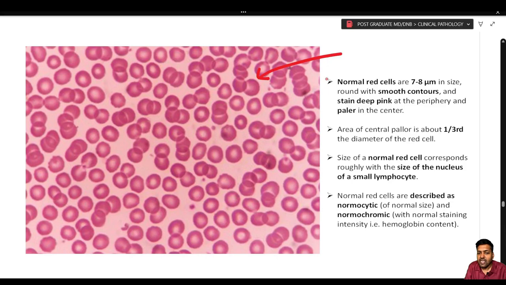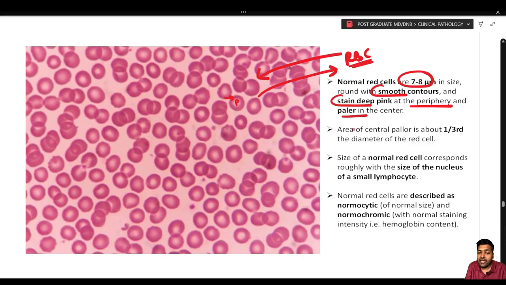So these are the individual RBCs. If you look at the normal RBCs, they are 7 to 8 micrometer in size. They are round, as we can see, and they have a very smooth contour and they stain deep pink at the periphery. So at the periphery, they are very deep pink in color and they become pale at the center. Okay, there's a central pallor.